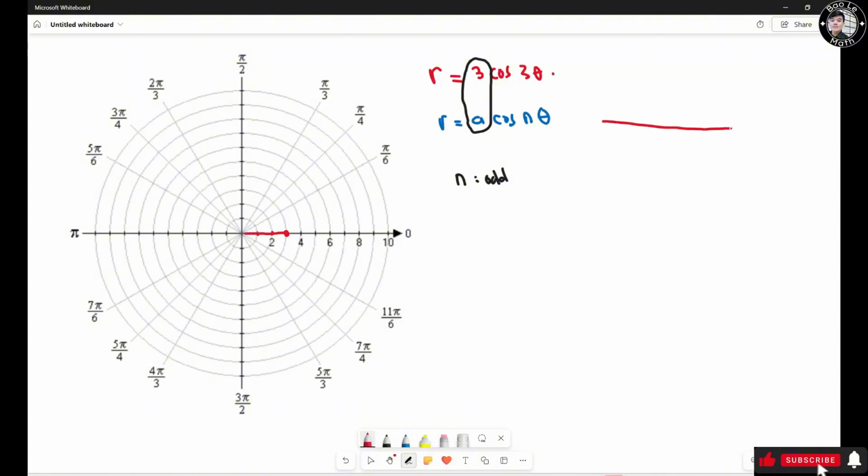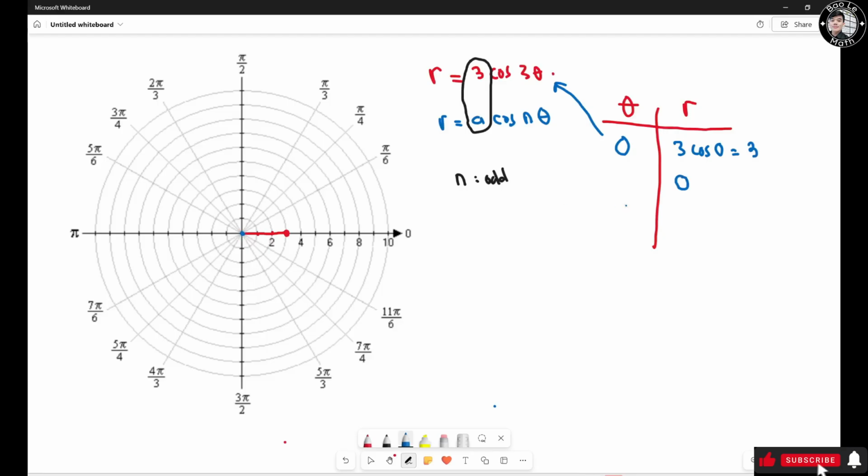Now we're going to use the t-chart. This one is angle theta. This one is the radius. We're going to start from the angle theta equals 0, then substitute 0 for theta into this equation. You have 3 cosine of 0, which is 3, because cosine of 0 equals 1. Then we let the radius equal 0, which is right here.